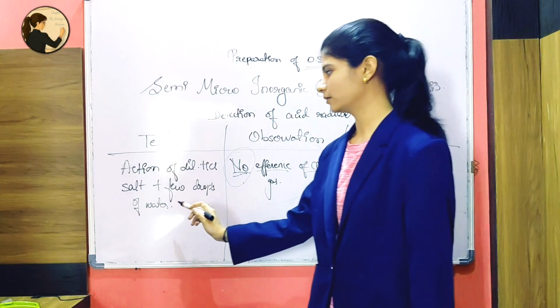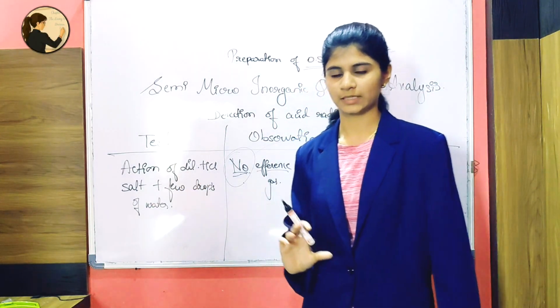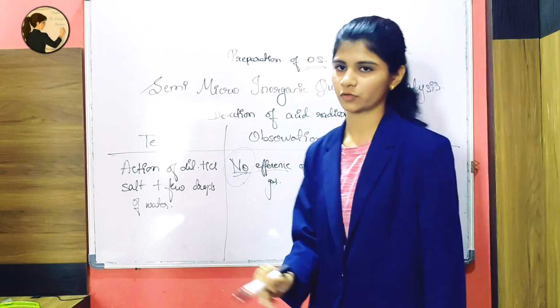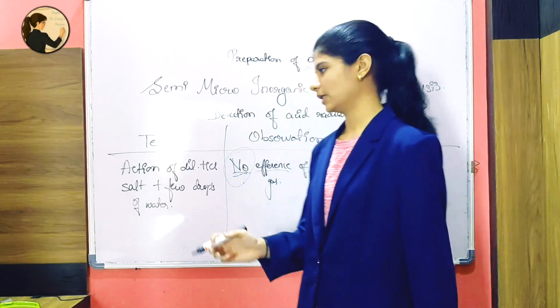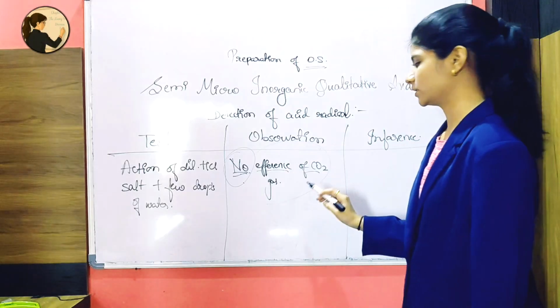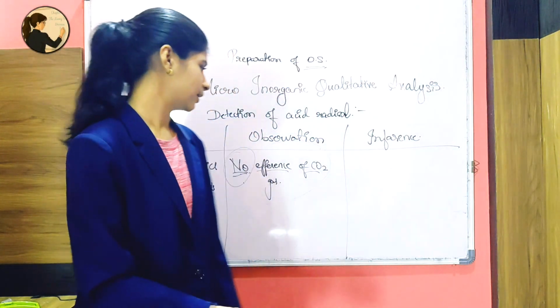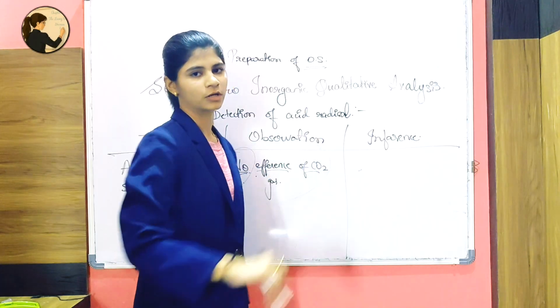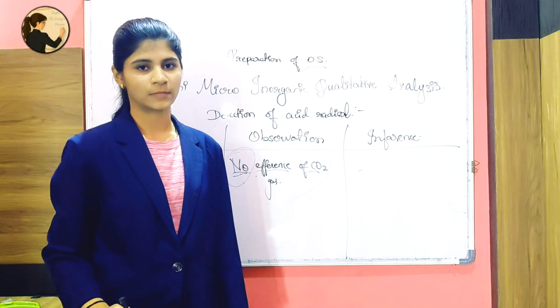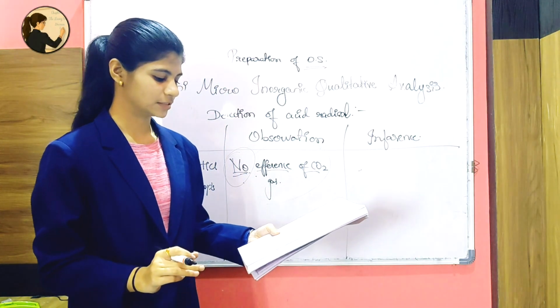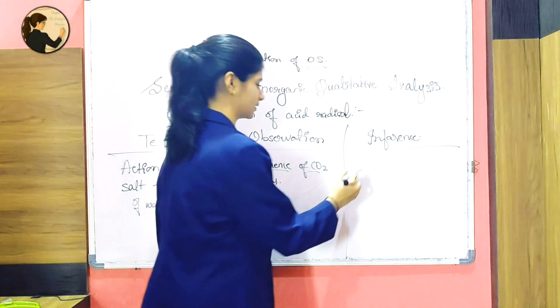Now what I said, you will take all the test tube salt and put some amount of water with dilute HCl. Then you will mention no effervescence of CO2 gas. Then you might be thinking, if this did not happen, then what will the inference be? It's not like that. In inference you have to write CO3 minus 2 is absent.